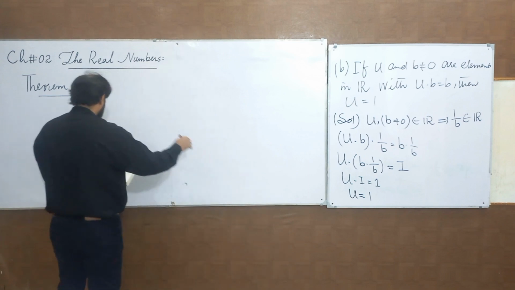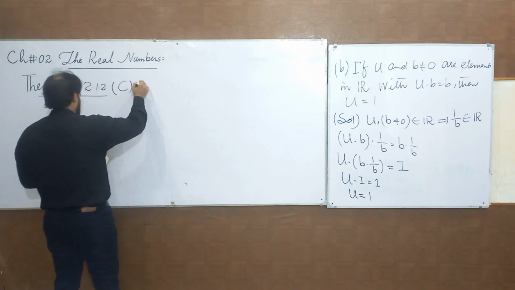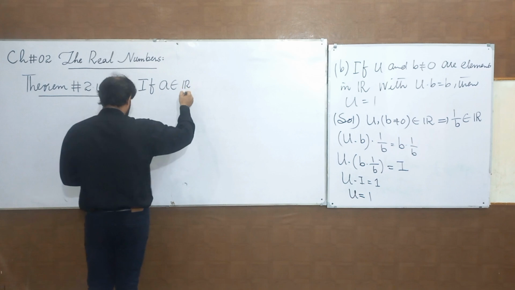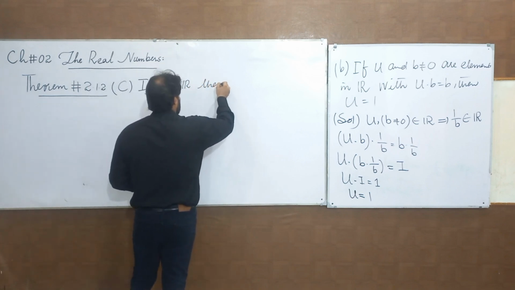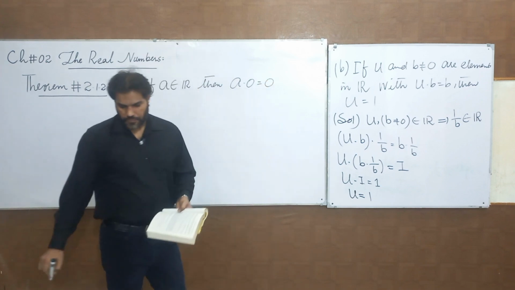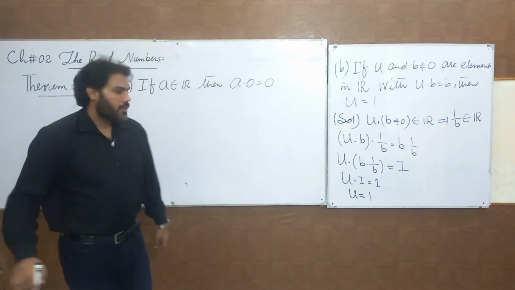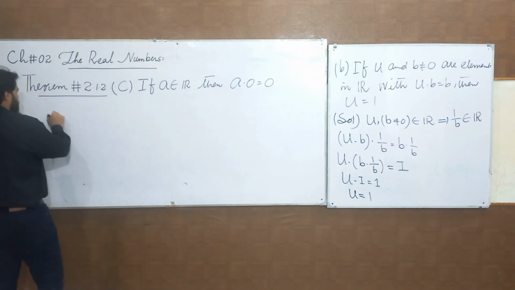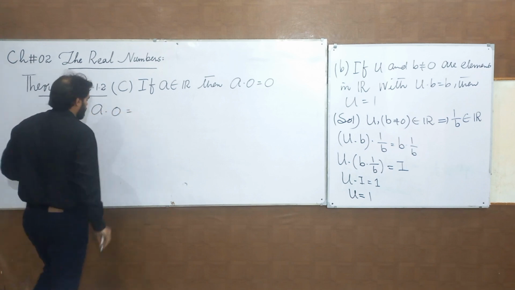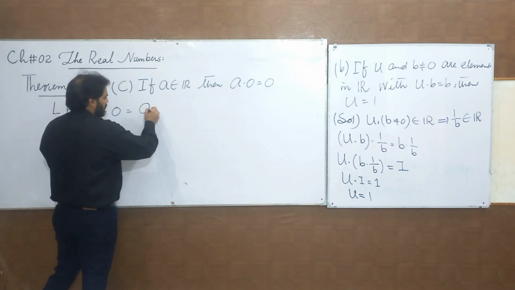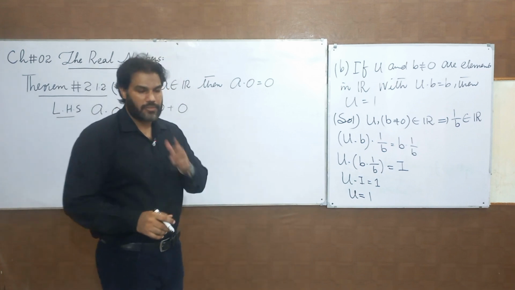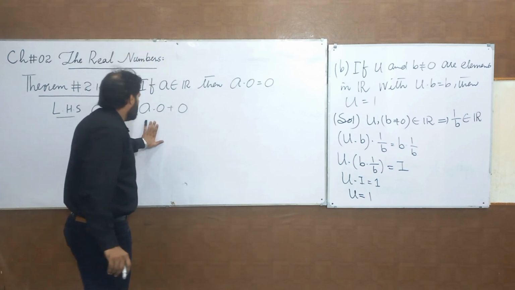C part. If a belongs to R, then show that a into 0 is equal to 0. We will consider the left hand side, which is a into 0. Can we write this as a into 0 plus 0? Because 0 is an additive identity, we can add it. This will not affect any elements.